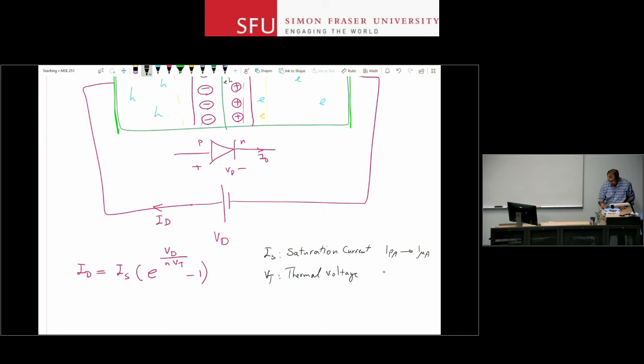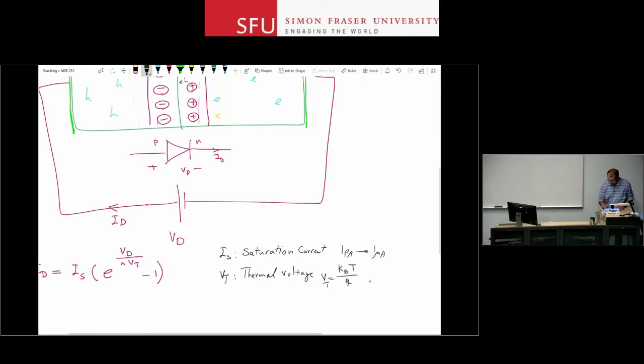And its value is found from here, kBT over Q. Kb is the Boltzmann constant, T is temperature in absolute degrees, temperature in Kelvin, and Q is the charge of an electron. At room temperature, so this is a temperature dependent value, right? So the higher the temperature, the higher the thermal voltage. At room temperature, Vt is about 25 millivolts.